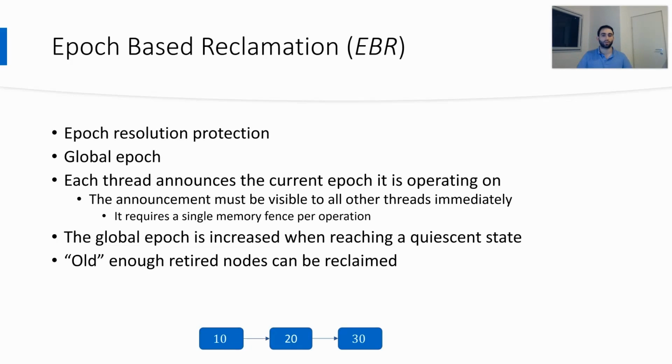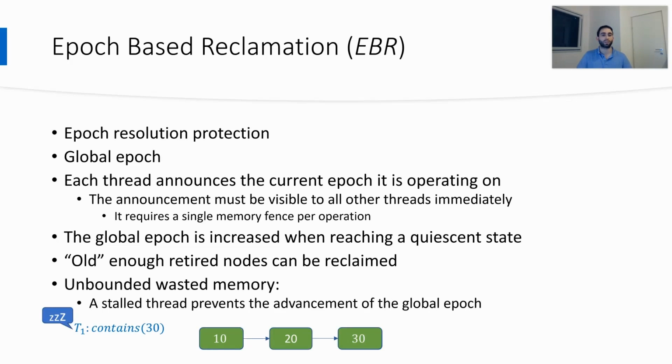Okay, so let's see an example. Here we have a list and a thread starts an operation on it. It means that all nodes are protected at once. Then if it suddenly stalls, any retired node cannot be reclaimed since all nodes are protected. And only when it completes its operation, then the protection is released and retired nodes can be reclaimed. It means that a mid-operation stalled thread prevents memory reclamation indefinitely, so the wasted memory is unbounded.